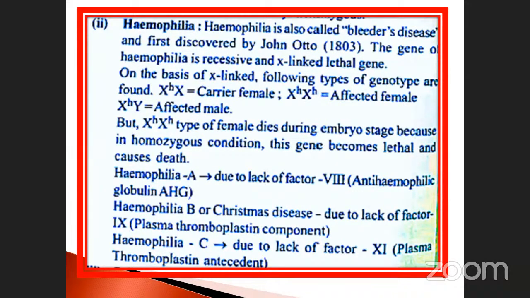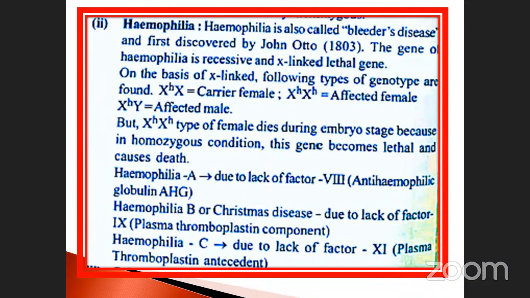This is the carrier because the female only is affected here. Female is the carrier. From this one, the partial gamete also passes on to the next generations. As a result, this is also a carrier female. This one is called an affected male because, what is that? Males do not have the genes, isn't it? It is not affected by the H lethal gene, isn't it? That is the reason. So the XH type of female dies during the embryo stage because in homozygous condition, these genes become lethal and cause death.